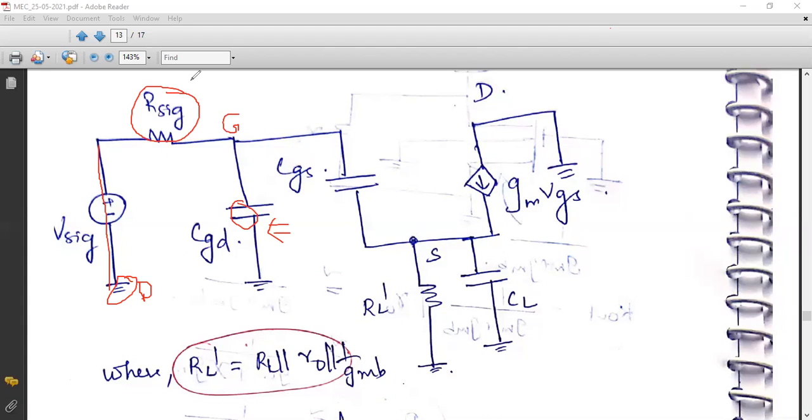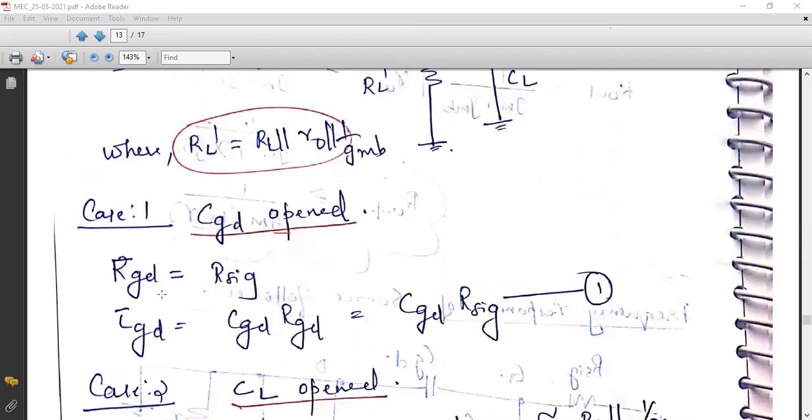So how will you write the expression of RGD? Physically, by simple observation, we will find a physical resistance. So what is that value? It is simply equal to Rsig. So please write that equation: RGD is equal to Rsig. After that, the time constant can be computed, which is nothing but the product of RGD and CGD. In place of RGD, you will write Rsig, equation number 1. This is for the first case.